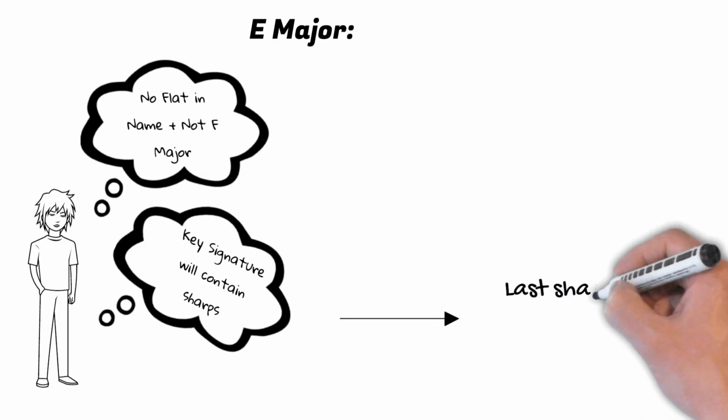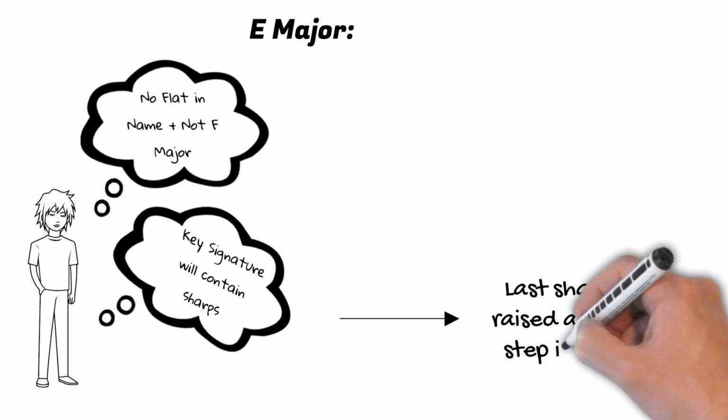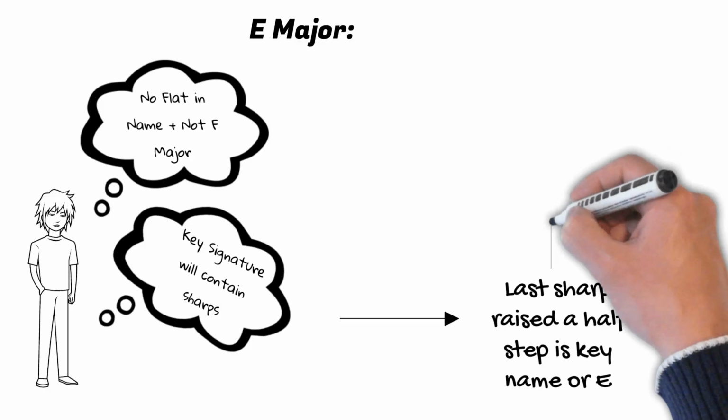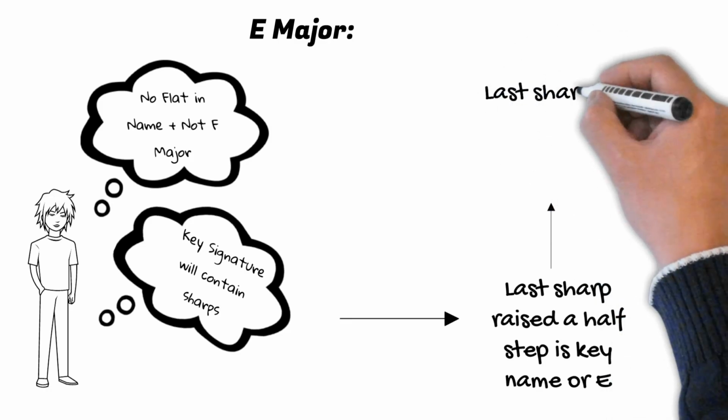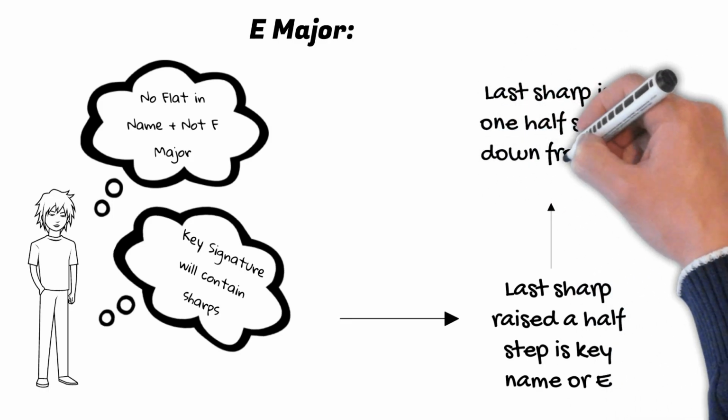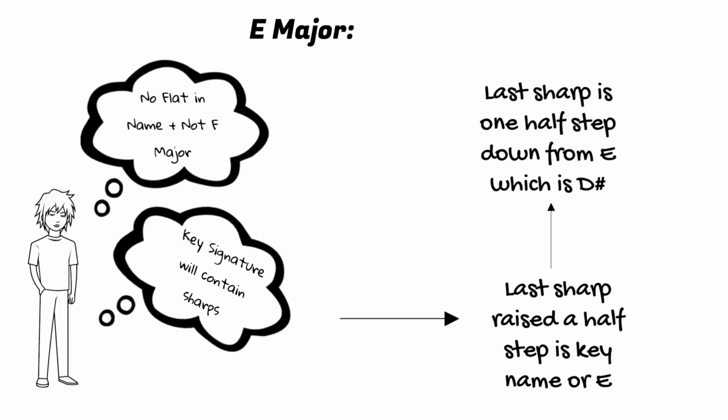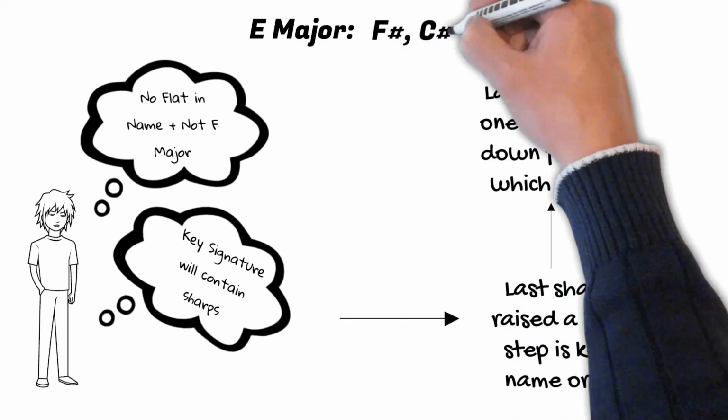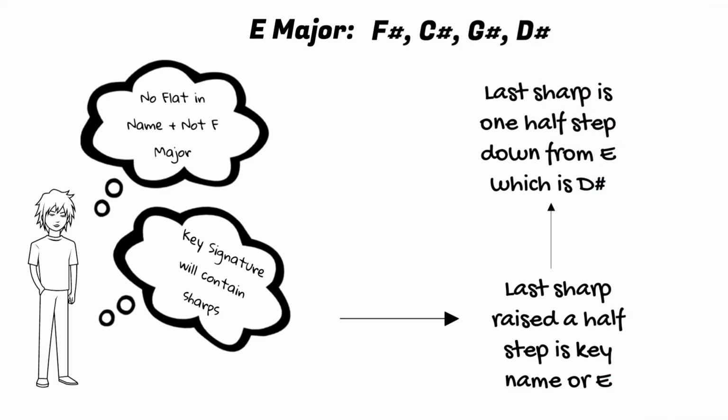We know the last sharp raised by a half step provides the key name. Therefore the last sharp must be 1 half step lower than the key name. As a result, the last sharp of the key signature for E major is D sharp. Now we can list the sharps in the order of sharps until we reach D sharp. This means the key of E major will have F, C, G, and D sharp.